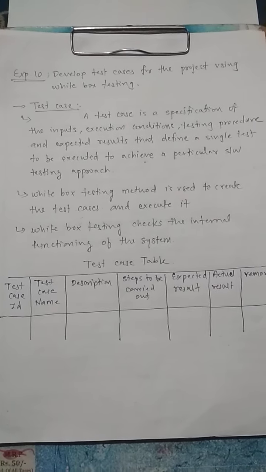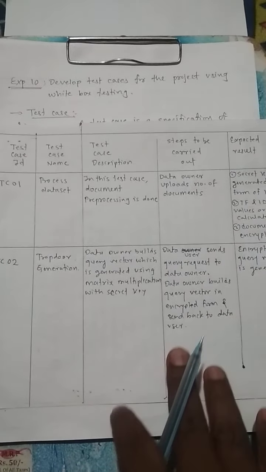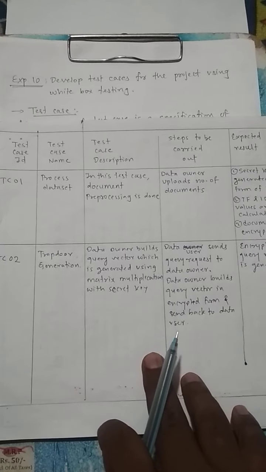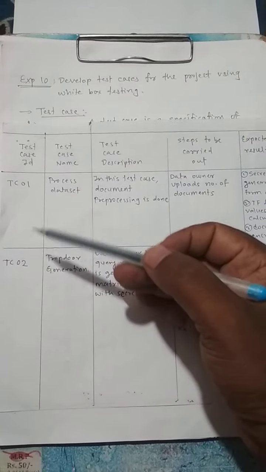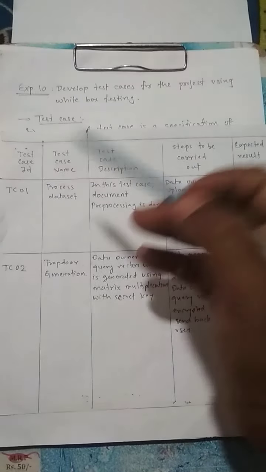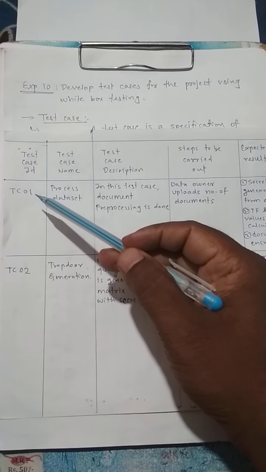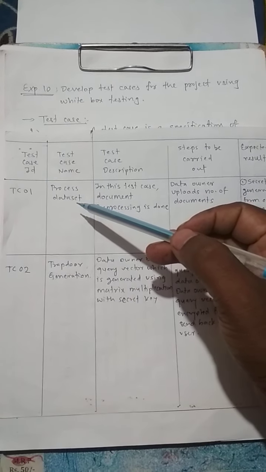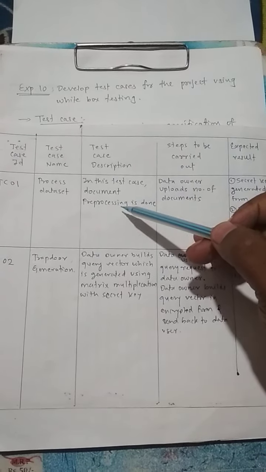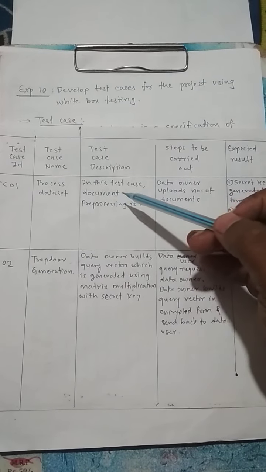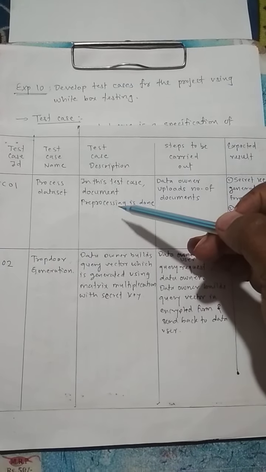We will discuss one example here. This is a project of privacy preserving multi-keyword top-k search method. In this project I have written 2 test cases. Here I have given a test case ID TC01. The test case name is process dataset. The third column is test case description, so here we have to write the description about that test case. In this test case, document pre-processing is done.